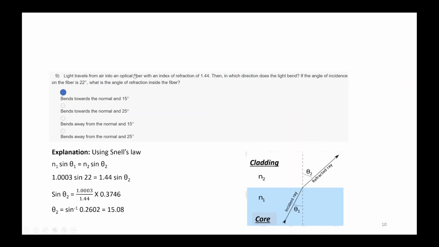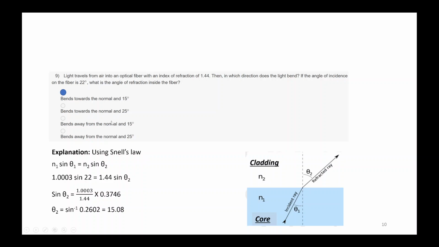The ninth question is light travels from air into an optical fiber with an index of refraction of 1.44, and in which direction does the light bend if the angle of incidence on the fiber is 22 degrees? What is the angle of refraction inside the fiber? Options are it bends towards the normal at 15 degrees or 25 degrees, or it bends away at 15 degrees and 25 degrees. So we have to just use Snell's law.